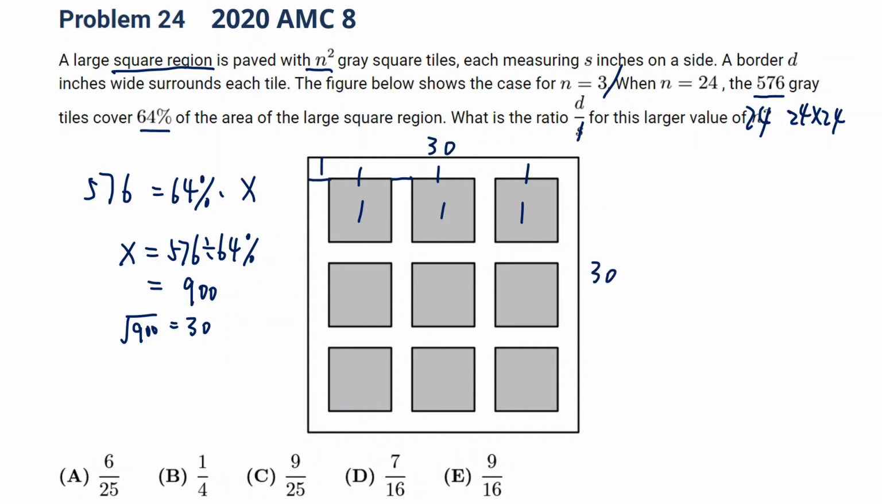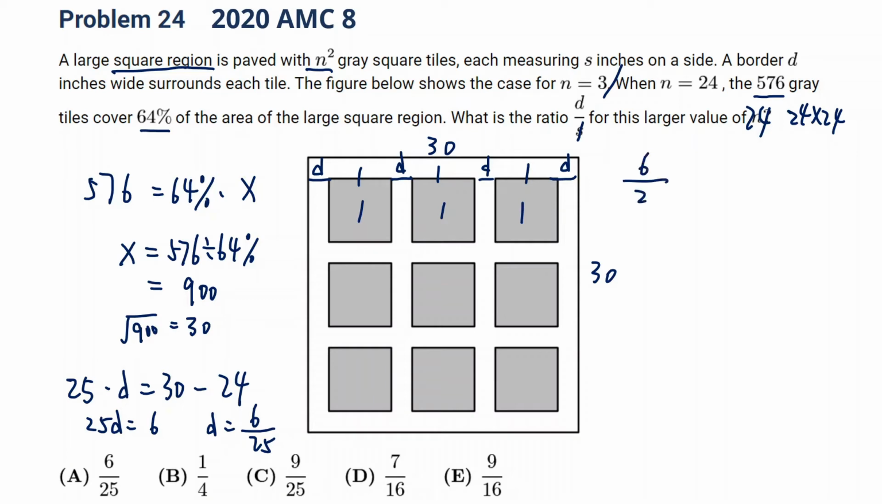And now let's find D. Because we have 24 gray squares, we will have 25 of D, because when there are 3 squares, it will be 4D. So 24 squares will be 25D. 25D will equal 30 minus 24. So now 25D is 6. So D is 6 over 25. So D over S is just 6 over 25.